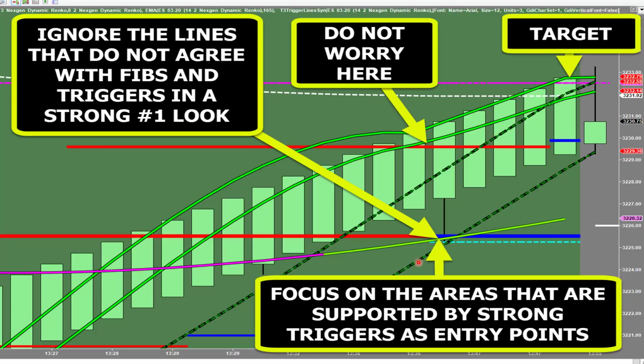So since the odds are we're going up, the only line that you pay attention to is this one right here. Because you're going to focus on the areas of support or resistance that are supported by the strong triggers, and you're going to use these areas as entry points. So you're not going to worry about resistance.